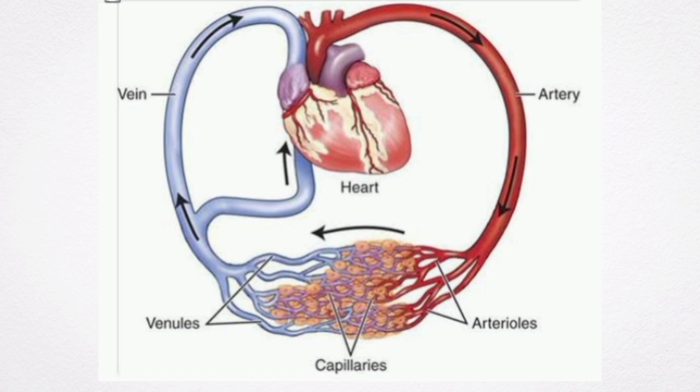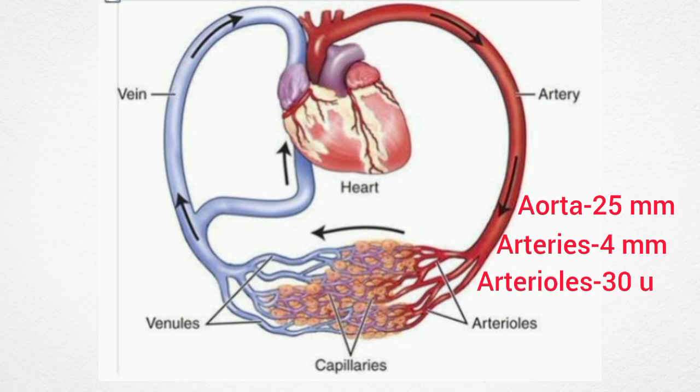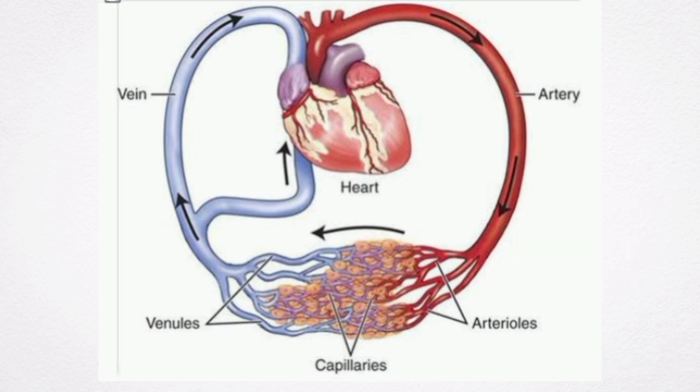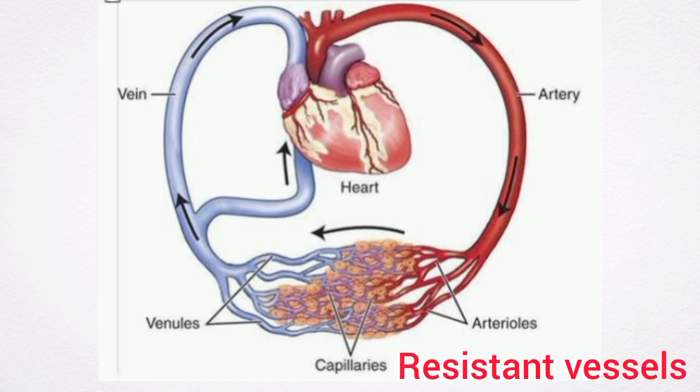The aorta has the maximum diameter of about 25 millimeters. The diameter of the arteries gradually decreases, and at the end arteries, it is about 4 millimeters. It further decreases to 30 microns in the arterioles and ends up at 10 microns in the terminal arterioles. Peripheral resistance to blood flow is offered in the arterioles, and so these vessels are usually called resistance vessels.